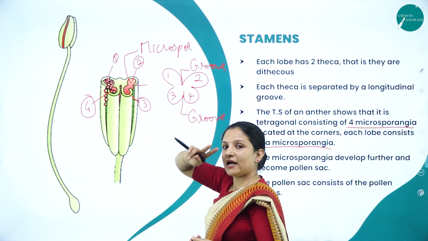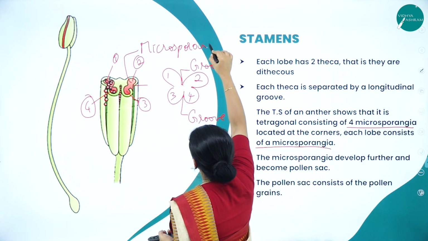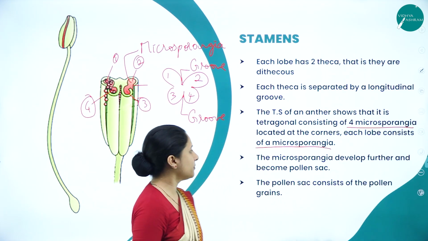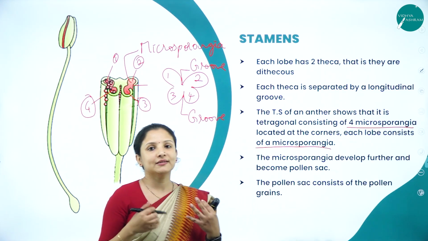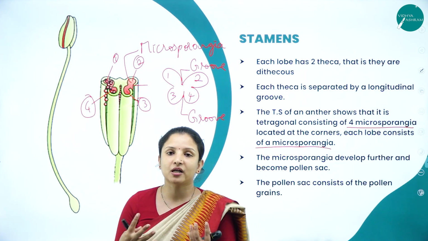So therefore each will have 1 microsporangia. Now how many microsporangia in total? 4 microsporangia. So each will have 1 microsporangia. And what will this microsporangia develop into?